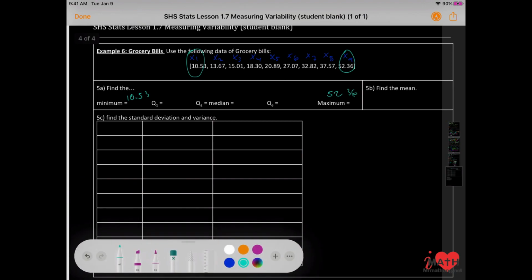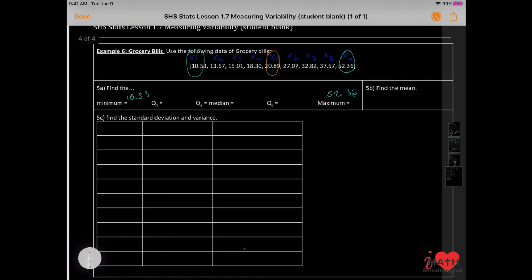52.36. Okay. So we said there's 9 numbers. So I'm gonna circle this one right here. That number there is gonna tell me the median, right? It's the middle of all of my numbers. Okay, so median is 2089.